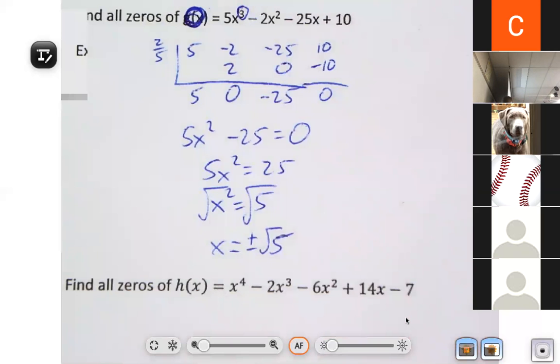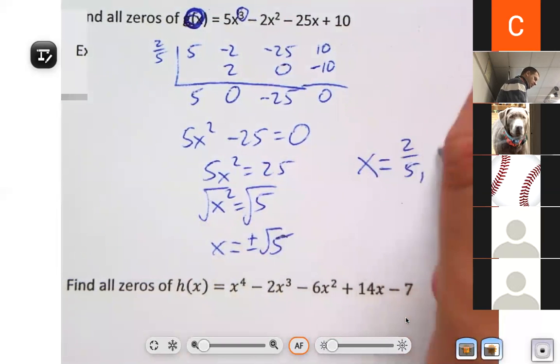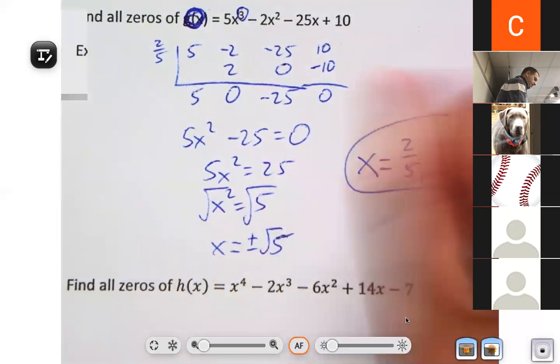So the other decimals that we found, the 2.23 and -2.23, those were the square root of 5. We wouldn't have known what they were without going through this process. So my answers are 2/5 and then plus or minus the square root of 5.